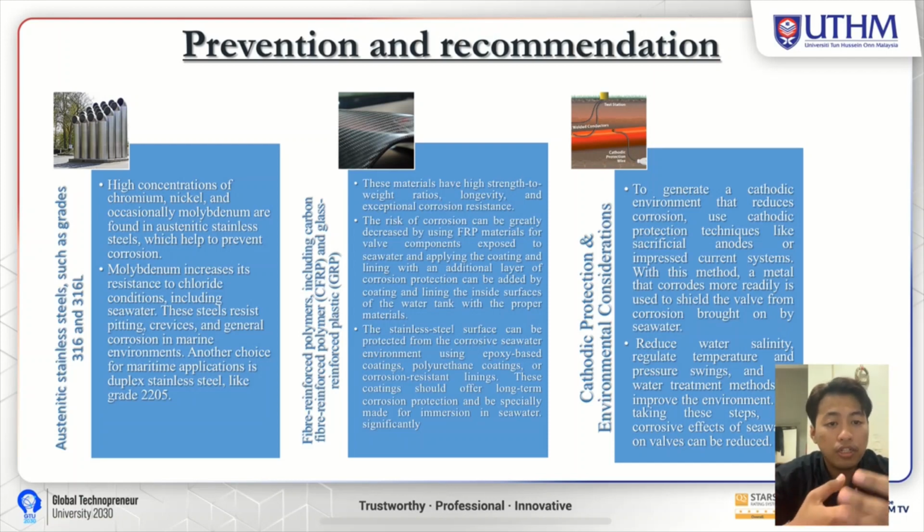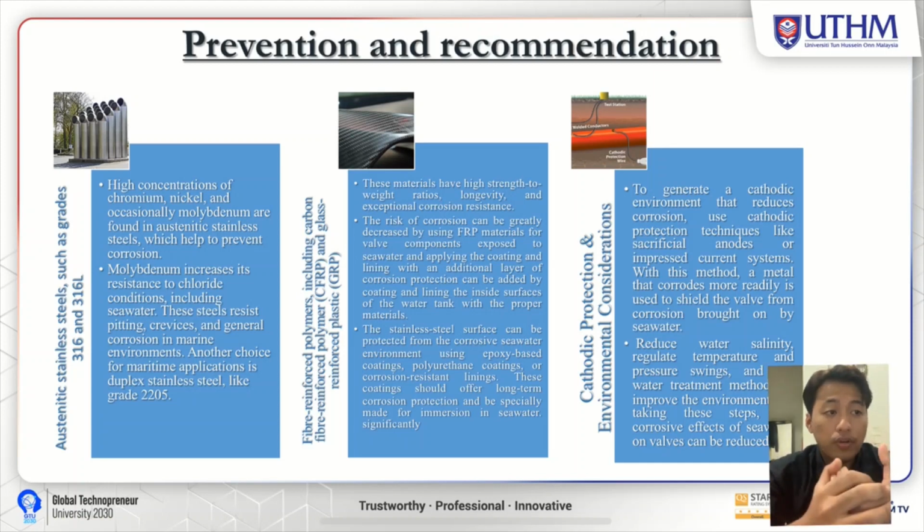So another choice for maritime application is the duplex stainless steel, like the grade 2205. Right, for the last thing, to generate a cathodic environment that reduces the corrosion, use cathodic protection as well. Techniques like sacrificial anodes or impressed current systems. With this method, a metal that corrodes more readily is used to shield the valve from the corrosion brought on by the seawater.